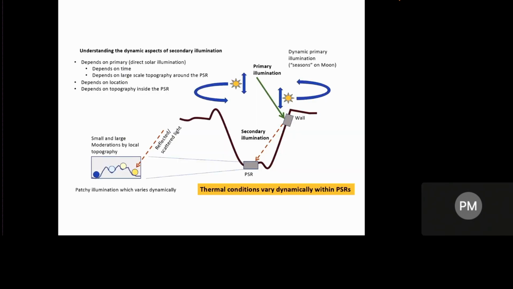So basically, coming back to the slide which you were presenting earlier, what we have due to the secondary illumination is a patchy illumination which varies dynamically. And this results in the thermal conditions varying dynamically within the PSRs. Next slide, please.